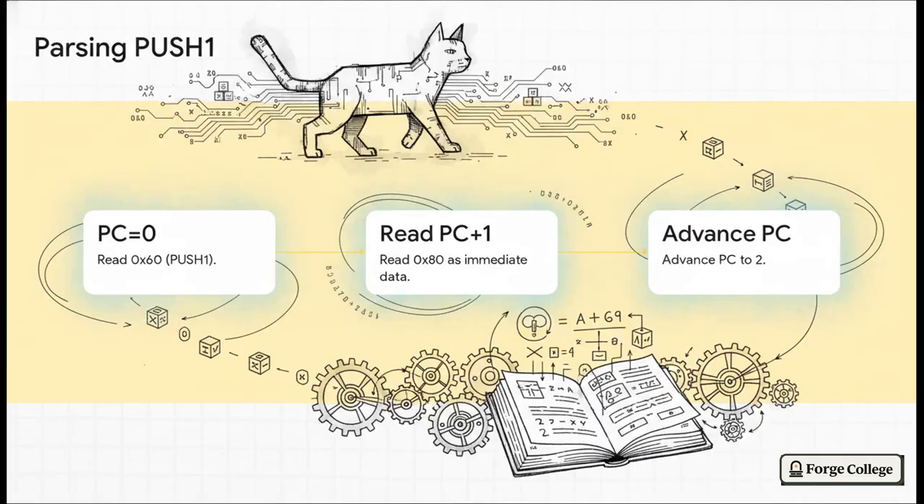Let's actually walk through this step by step with a real example. Imagine looking at this hex prefix, 0x6080604052. I know, it looks like a cat walked across a keyboard, right?